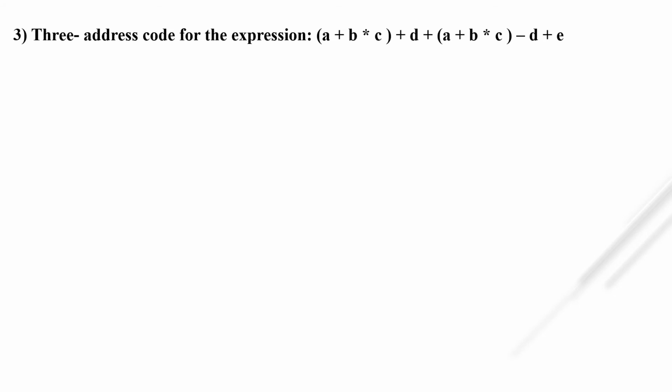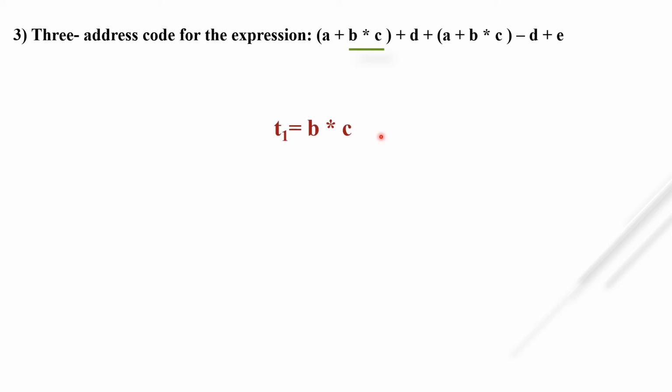So the next question which will be asked is the 3 address code for the expression A plus B into C plus D plus A plus B into C minus D plus E. If you write 3 address code parallelly with that syntax tree, then you just have to copy the 3 address code here. So first, which sub expression will be evaluated first in that syntax tree? This one, B into C. So what is our T1? T1 equal to B into C.